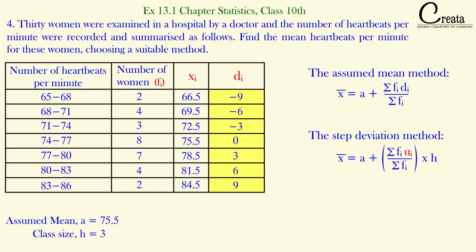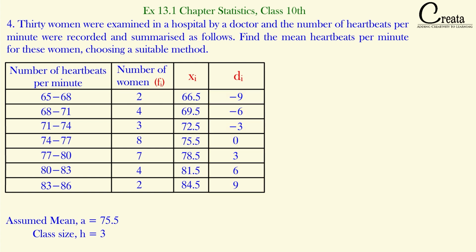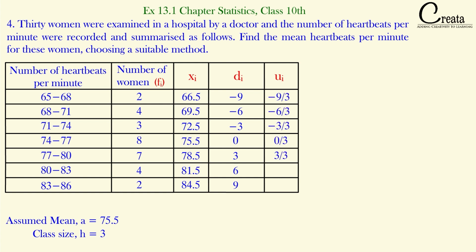So what do we do in the step deviation method? We add one more column, which is ui. We divide the deviation with the class size. Okay. Here we will divide all these values of the deviation with 3, which is the class size. We got -3, -2, -1, 0, 1, 2 and 3.